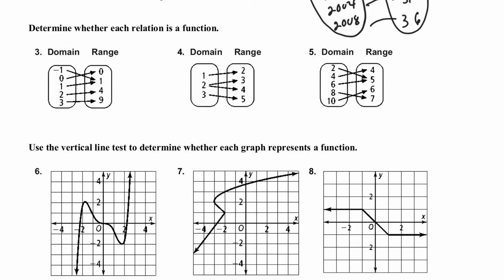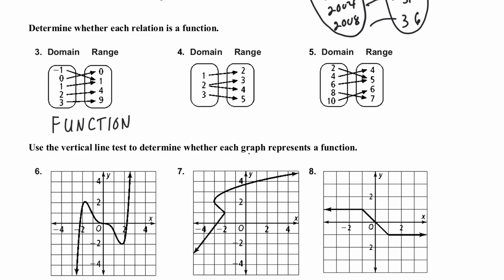Determine whether each relation is a function. We know that -1 is mapped with 1. 0 is mapped with 1. 1 is mapped with 1. 2 is mapped with 4. And 3 is mapped with 9. So I see I don't have any x values that are repeated. So this would be a function.